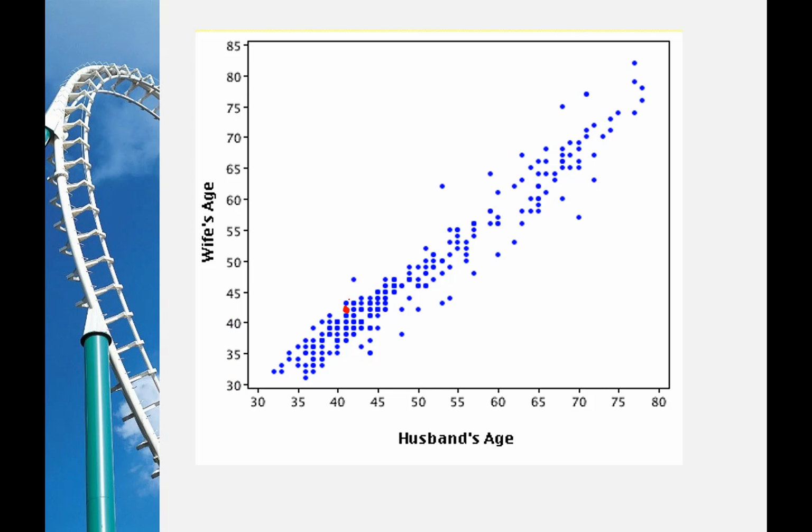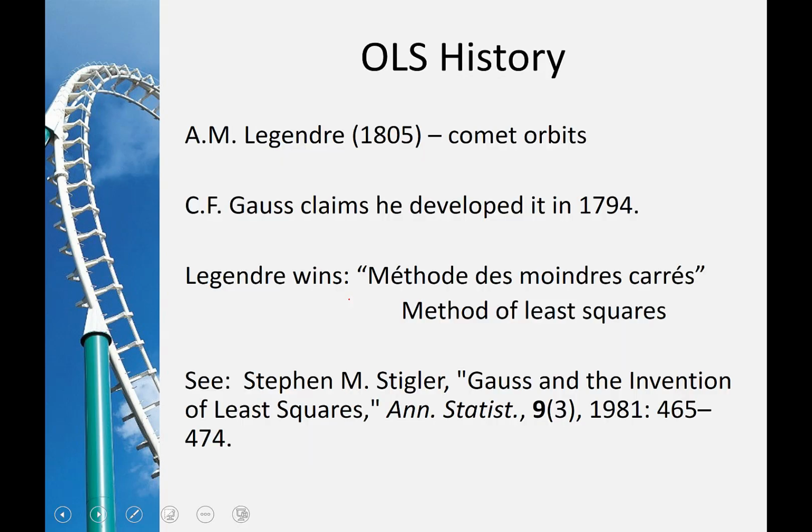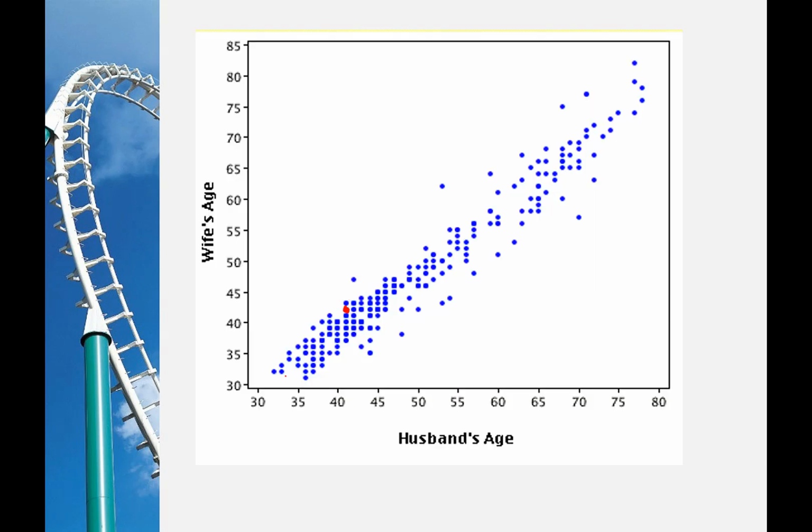Okay, so it appears that we could draw a pretty good line through this scatter plot to describe the relationship. And if we draw a straight line through it, that looks pretty good, right? What direction is this line? Positive. So as x increases, y also increases.